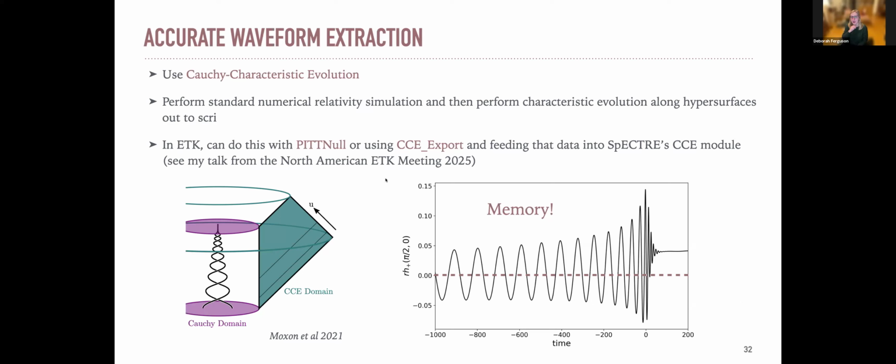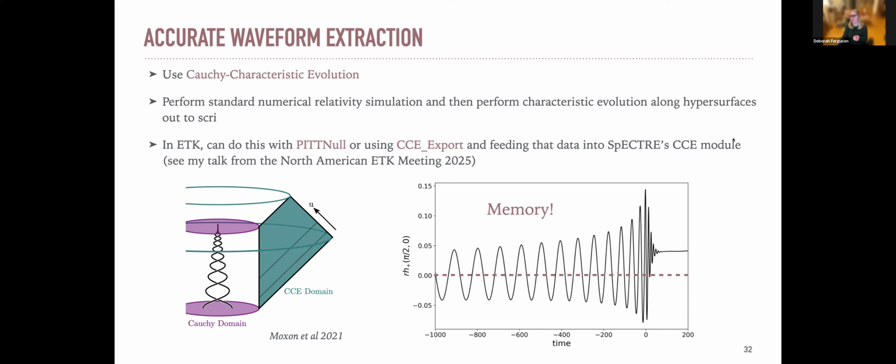Specifically, there are a couple of different methods you can use in the Einstein Toolkit. You can use PittNull, which has been around for a while and is a great way of doing Cauchy characteristic evolution. It still gives you the psi4 at infinity, so you need to integrate to get strain. Or more recently, we've introduced CCE export, which dumps the metric data on that world tube so that you can then feed it into SpECTRE, which is a different open source numerical relativity code, but they have a CCE module as well. If you want to learn more about that, you can see my talk from the North American ETK meeting this summer, which I think is recorded.